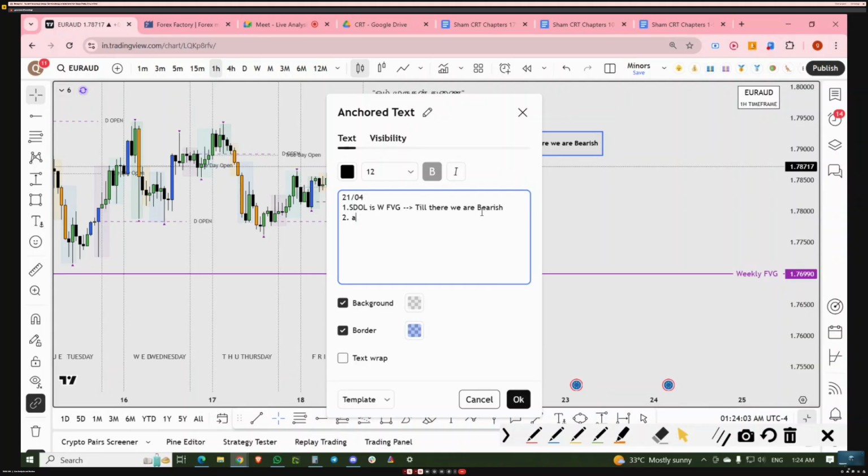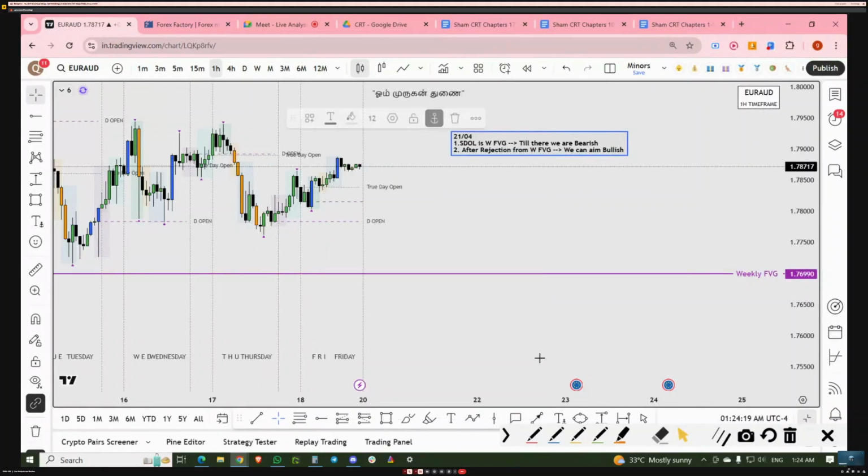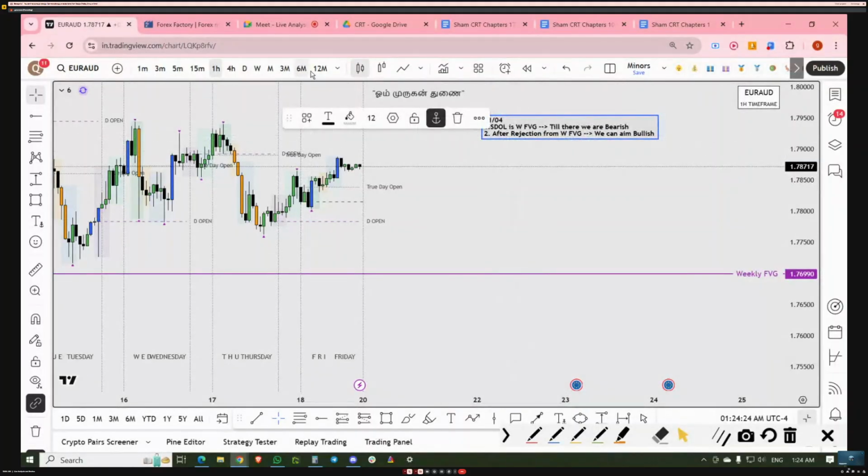And then after rejection confirmation, after rejection from the weekly FVG, we can aim bullish. Clear, sir? Then this is my part. So this is the analysis for this higher time frame.